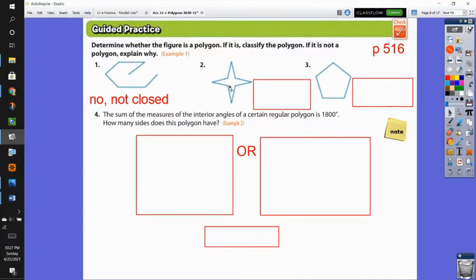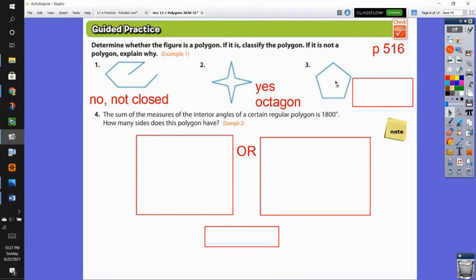Number 2, polygon? Yes. And what kind of polygon is it? It is not a star, that's not one of our names. How many straight sides are there on this thing? There are 8. Therefore, it is an octagon.